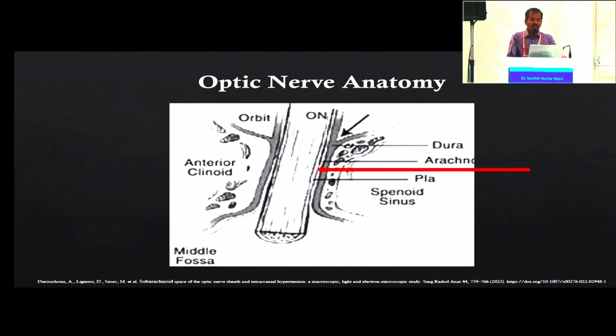The optic nerve is enveloped by meninges that extend from the brain, creating a subarachnoid space filled with cerebrospinal fluid. In IIH, increased intracranial pressure expands this space, increasing optic nerve sheath diameter. Hence, optic nerve sheath diameter is a valuable and non-invasive marker for detecting elevated ICP in idiopathic intracranial hypertension.